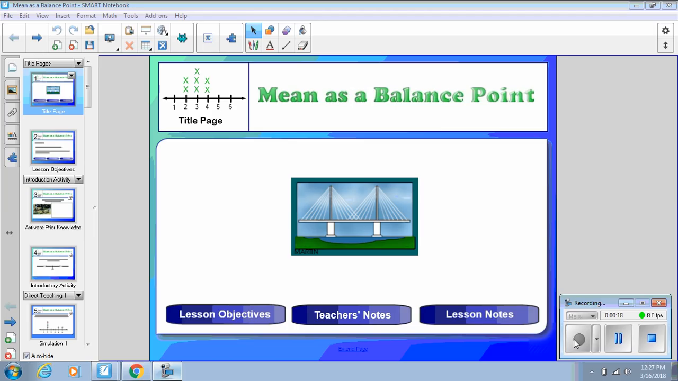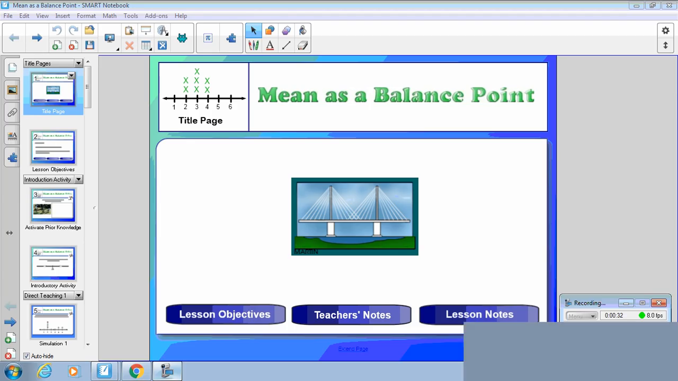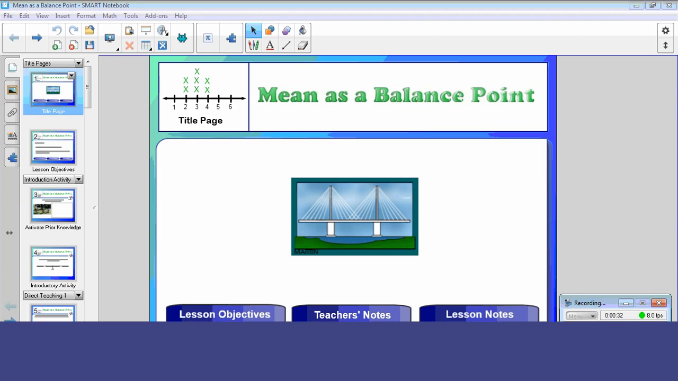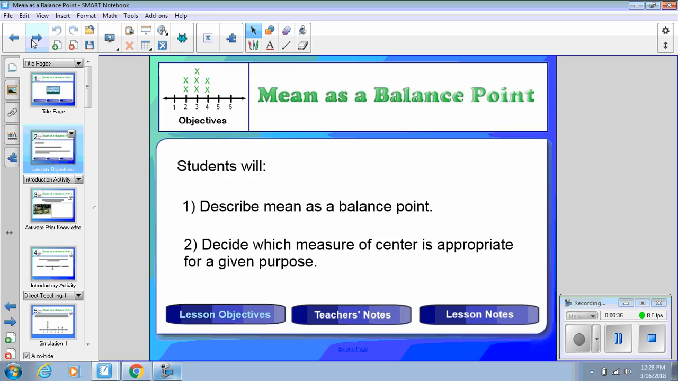This is a lesson that we're going to go through. You're going to listen, you're going to pay attention, and if you want to take notes as we go, you can, or there will be a separate video with more things to take notes on. For this SOL, you have to be able to describe mean as a balance point, and then you have to decide what measures of center is appropriate for a given purpose.